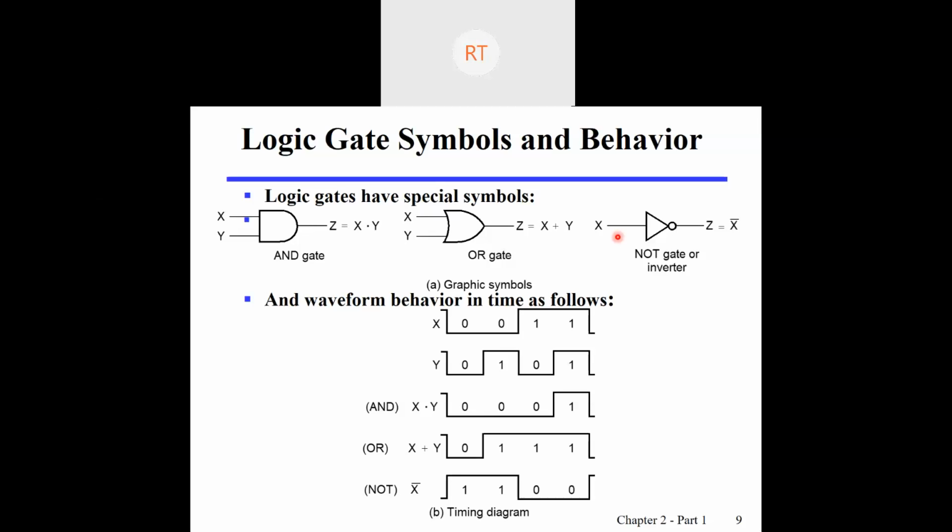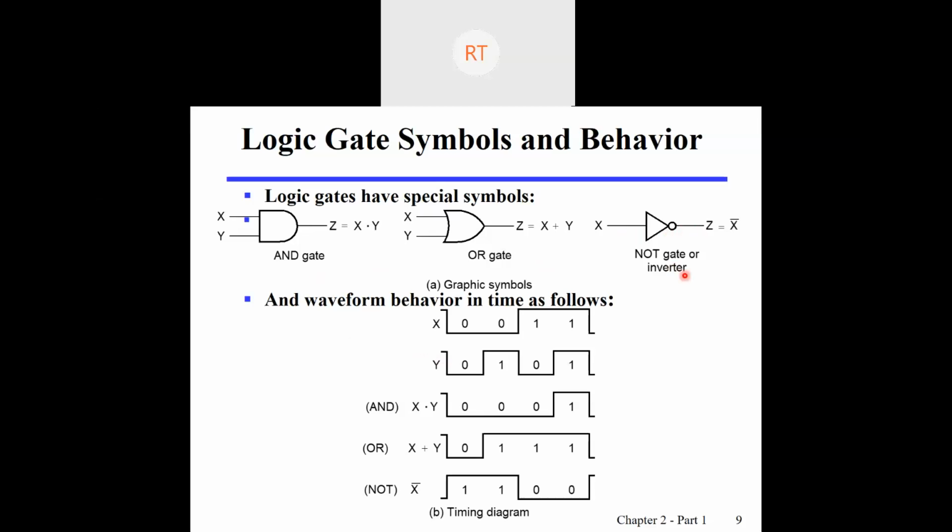When drawing, and then for the NOT gate, X is a 0, you get an output of a 1. X is a 1, you get an output of 0. It is simply the complement, okay? Yes, please.